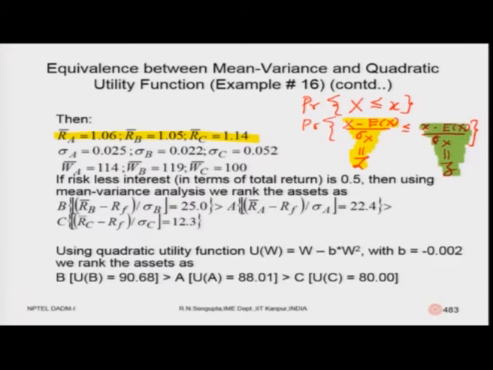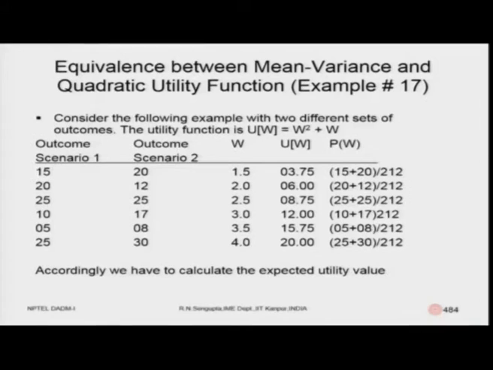Similarly, when you do the calculation using the normality of returns, the values also come out to be the same, which is B is better than A, which is better than C. So, in both ways you try to verify the fact that the concept of a quadratic utility function and normal distributions are interlinked in a general sense. So, consider the following example with two different sets of outcomes. They are as follows.